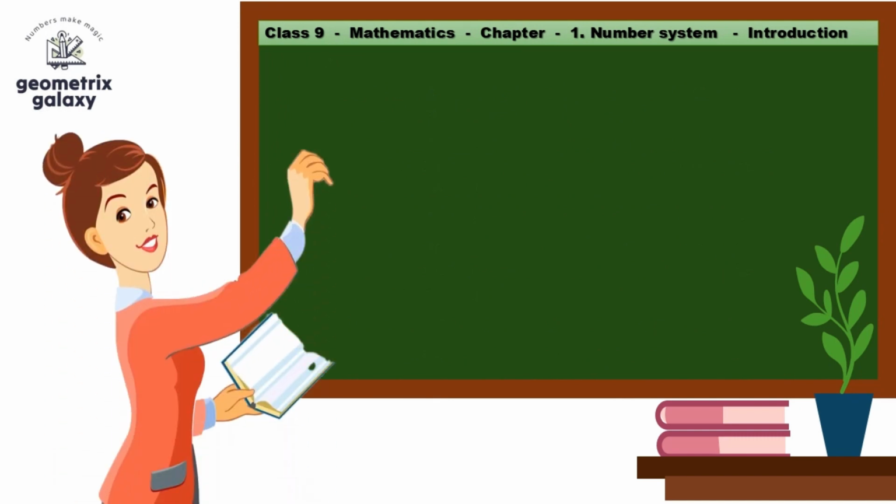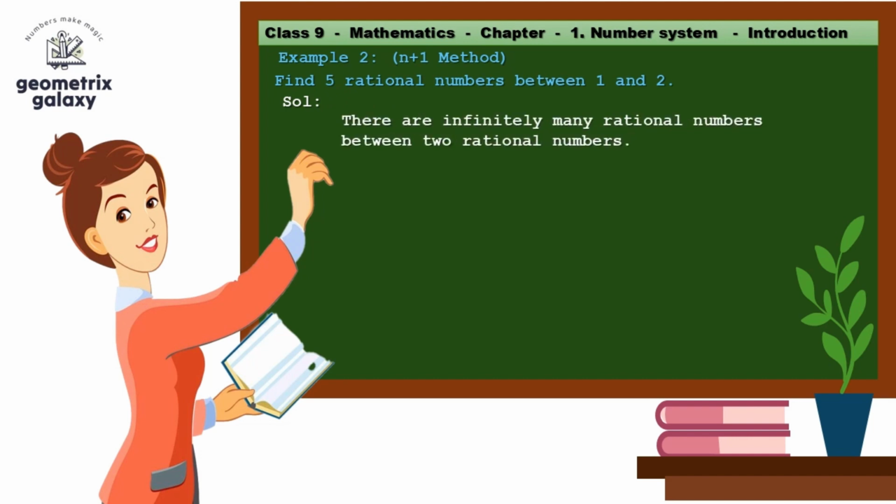Let us see example 2 from your textbook. Find 5 rational numbers between 1 and 2 is the question. Here I am going to teach you in 2 methods. Let the first method be the n plus 1 method. We know that there are infinitely many rational numbers between 2 rational numbers. So between 1 and 2 also there are infinitely many. I am going to find only 5 rational numbers. So in this n plus 1 method, n will take the value 5 as per this question.